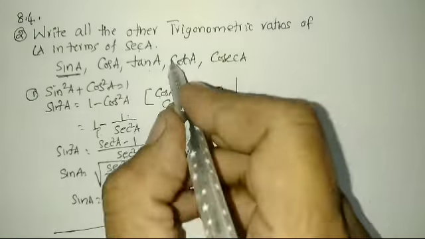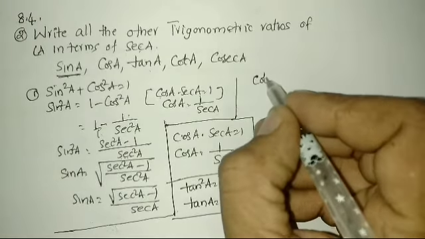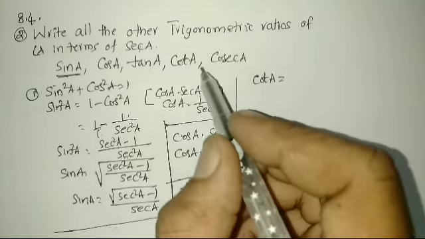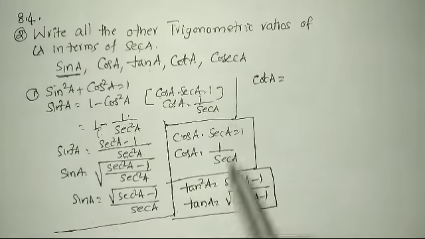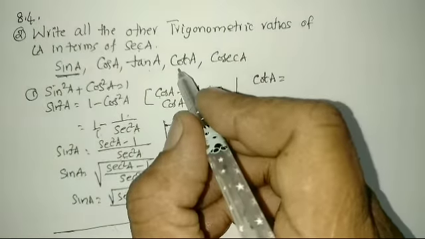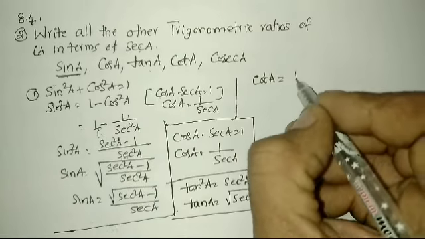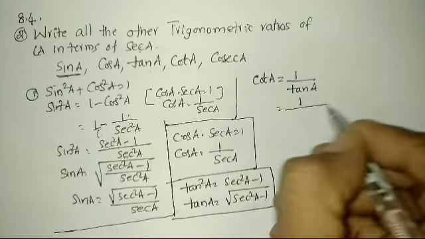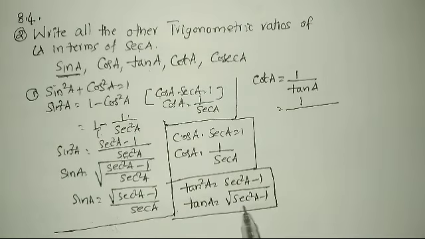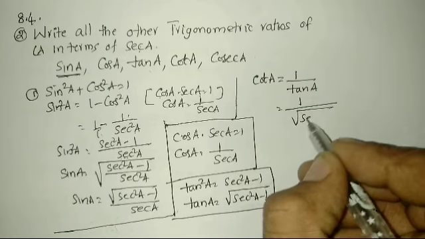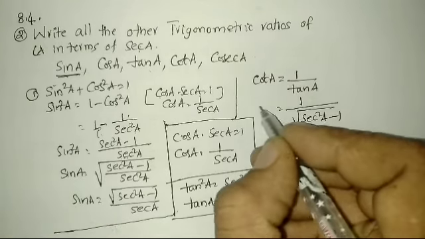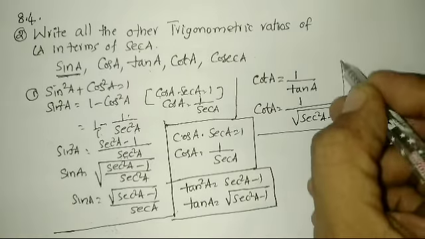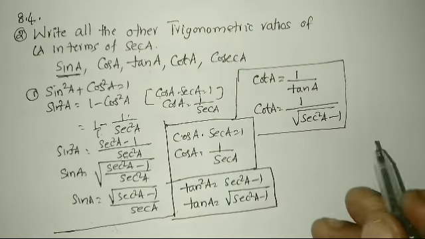Now what is the fourth one? Cot A. There is no direct identity with respect to cot A and secant A, but we have an identity with respect to cot A and tan A, that is tan A into cot A equal to 1. Cot A can be written as what? 1 by tan A. That is 1 by tan A means what we already obtained: root of secant square A minus 1. So cot A equal to 1 by root of secant square A minus 1.